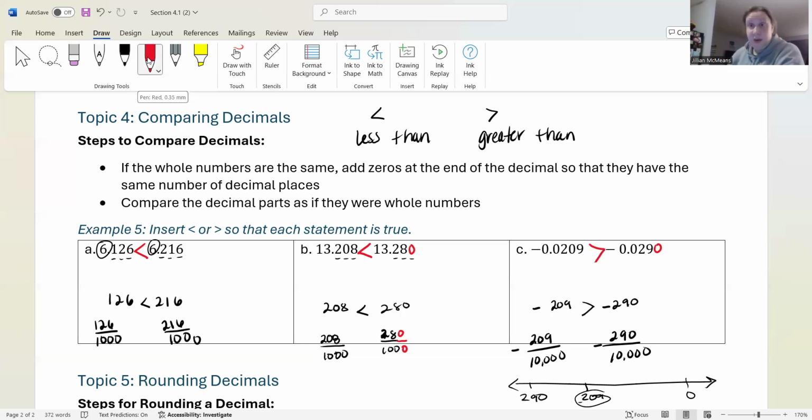Okay. So I warned you about the negatives, then I almost forgot it myself. So just be really, really careful with those negatives. Okay. But that's how you compare decimals. Just make sure they have the same number of decimal places. That's the same thing as getting the same denominator, and then just compare the decimals at that point.